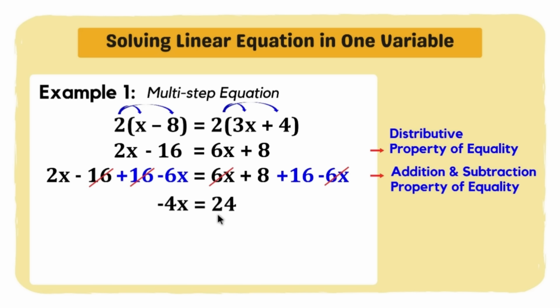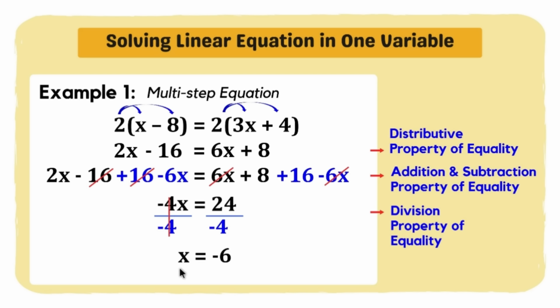Okay, now ano pong gagawin natin pag meron na tayong numerical coefficient beside x? We can now use the division property of equality, or we can even use the multiplication property of equality. So in this demonstration, I will just use the division by just dividing it by itself. So negative 4 divided by itself, negative 4. And then sa kabila naman, ganun pa rin ang gagawin. 24 divided by negative 4. X will now be equal to negative 6 because positive divided by negative is negative.